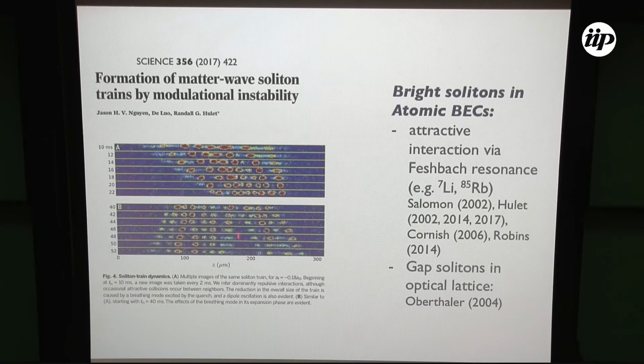Let's just mention a fairly recent experiment by Randy Hulet's group that created quite a lot of these bright solitons and then observed their dynamics in time by a method called phase contrast imaging. They can now image the same sample several times one after the other, so they can actually see the time evolution.